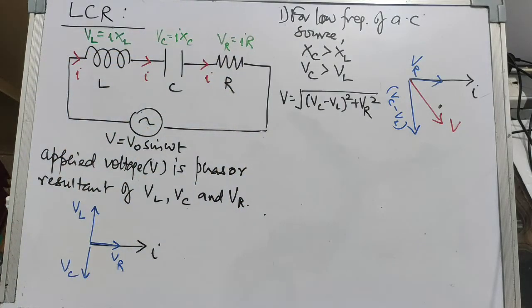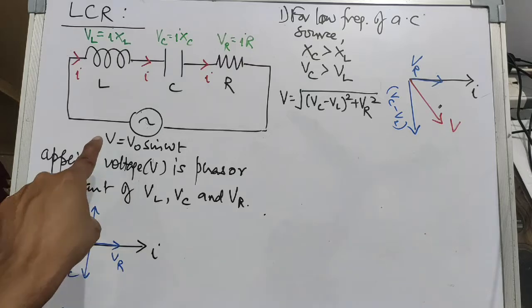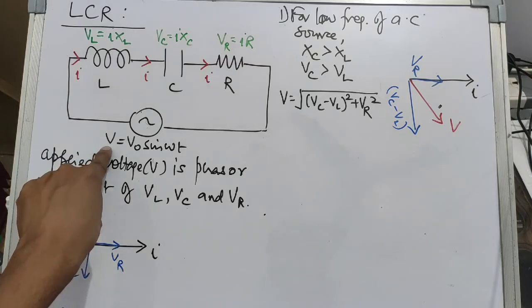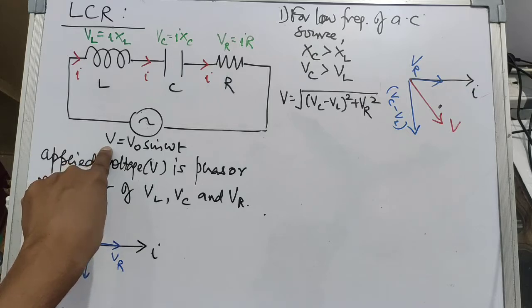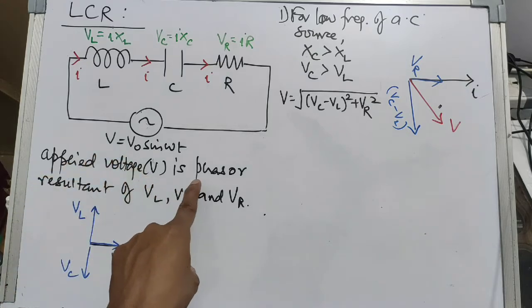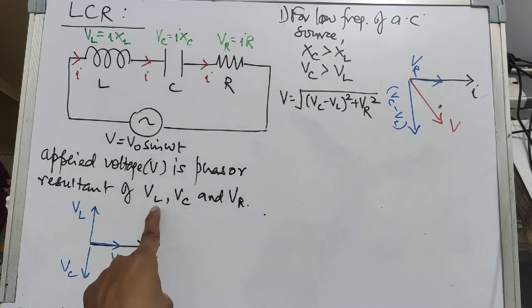That is, at the instant when VL is at its peak value, at that instant VC won't be at its peak value, or VR won't be at its peak value. Okay, that means that at any instant the applied voltage V is given as the phasor resultant of VL, VC and VR. There's a phasor resultant there.